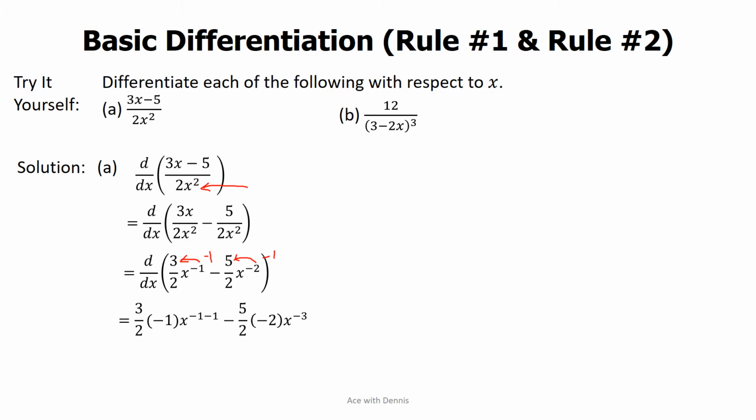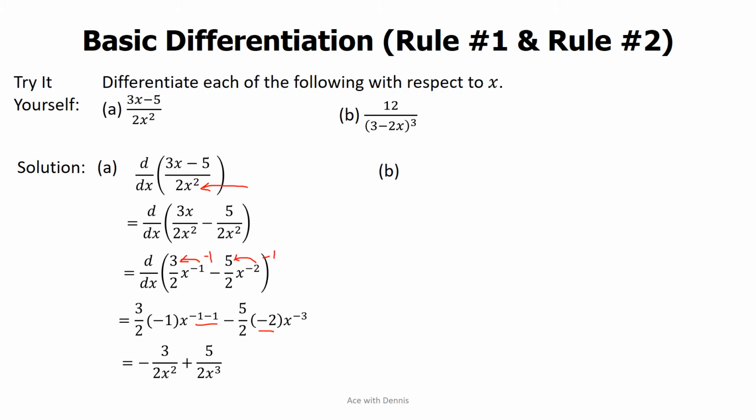So 3 over 2 times negative 1, power minus 1. 5 over 2 times negative 2, so power minus 1, negative 2 minus 1, I get negative 3. Then I can just simplify, it becomes negative 3 over 2x squared plus 5 over 2x cubed. So this is the answer for A.